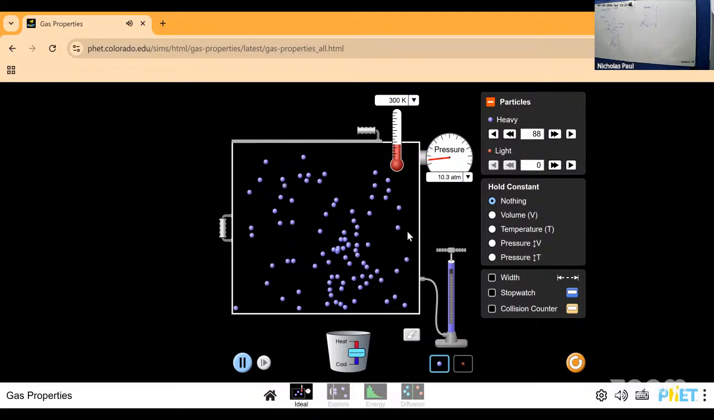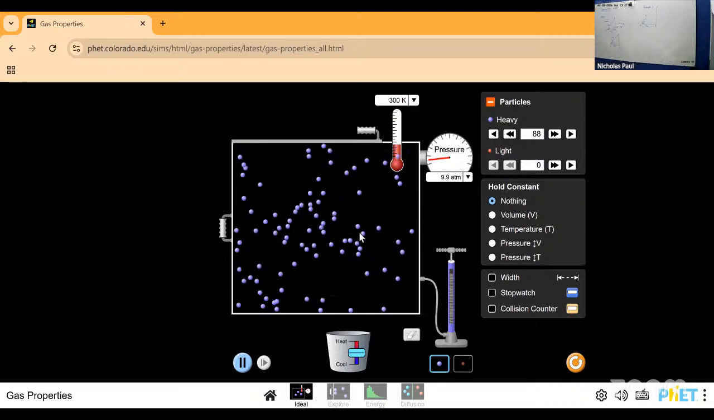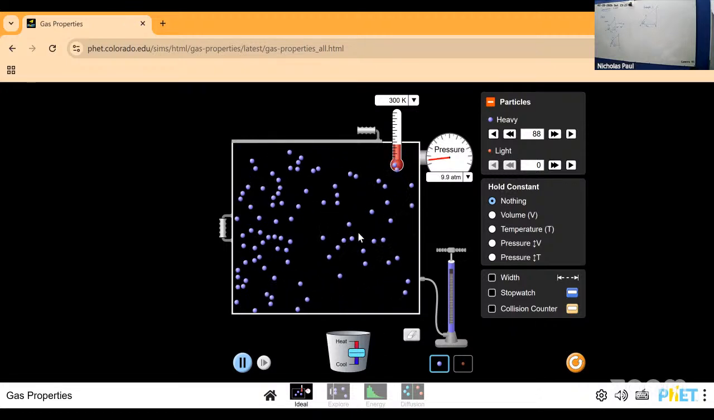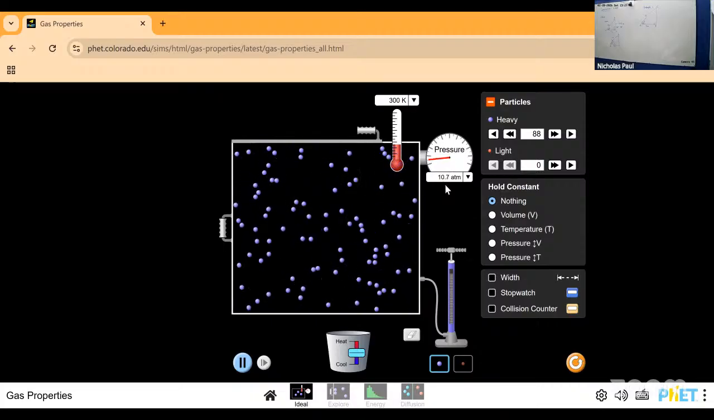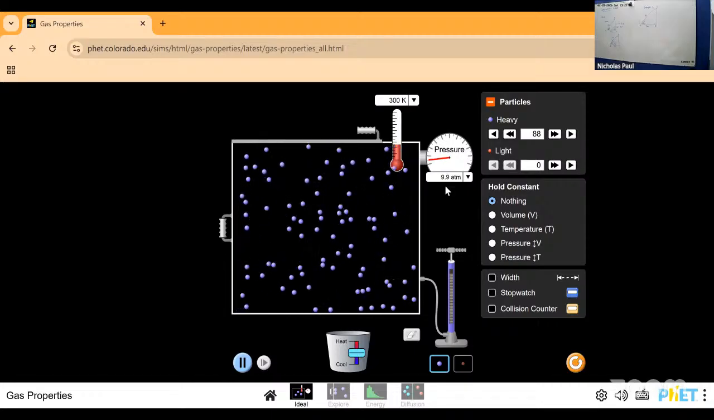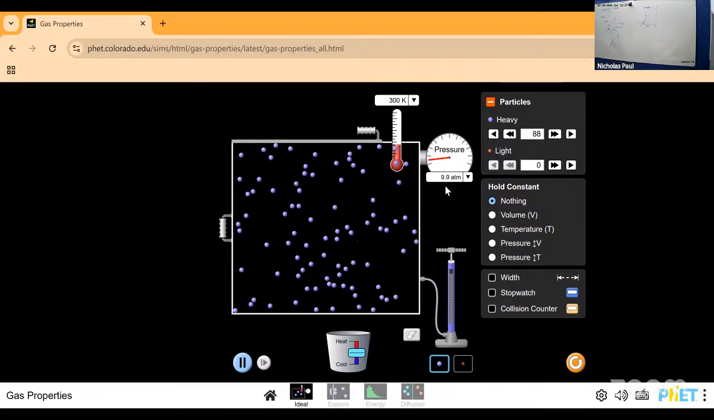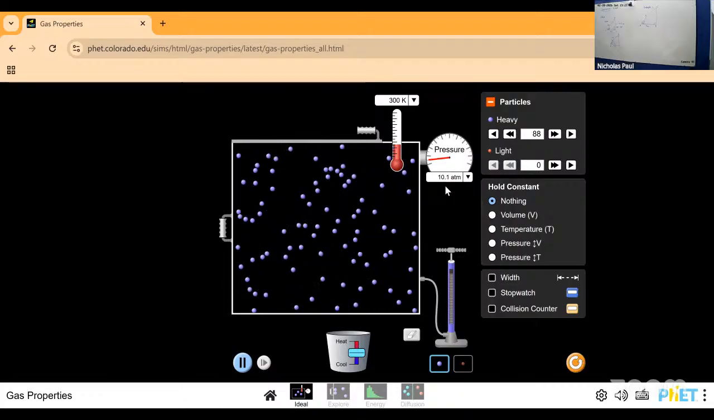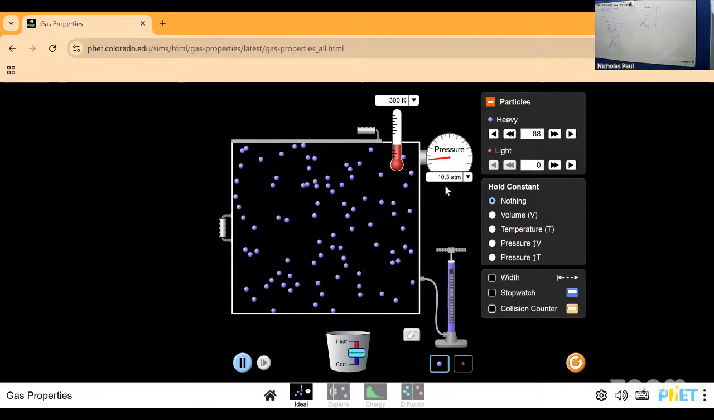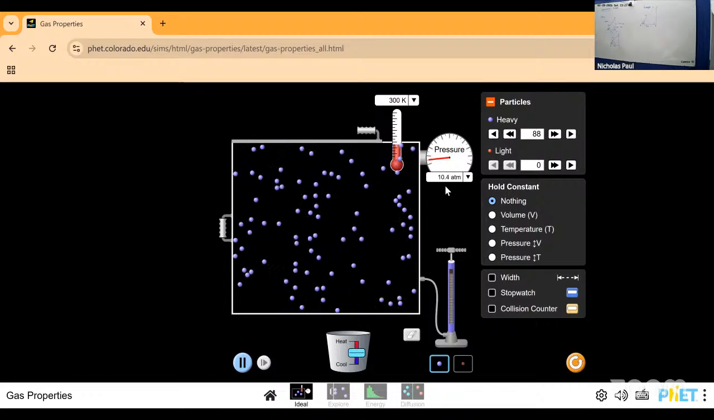I'm going to put in some more particles. Why so slow? Right, I'm putting in some more particles. And what is the pressure value doing? Much higher, right? So could you all give me a little idea of what you think is controlling the pressure? The more particles I have, the greater the pressure, right?